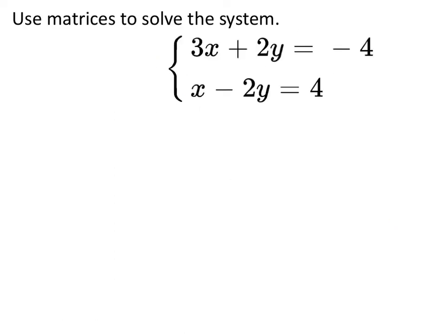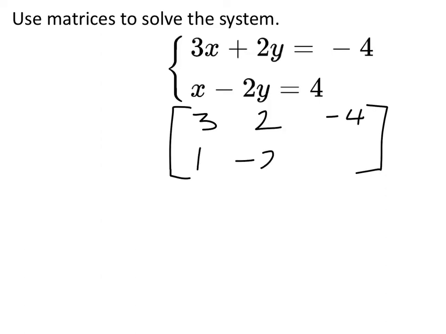Even though these look the same, they are different. They're going to give us different answers, and we will like it. So it should help us in just setting this stuff up to start with. Right, the first row, 3, positive 2, negative 4. And then the second row, 1, negative 2, and 4.